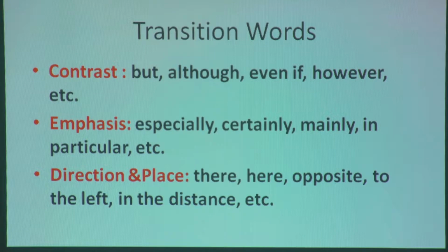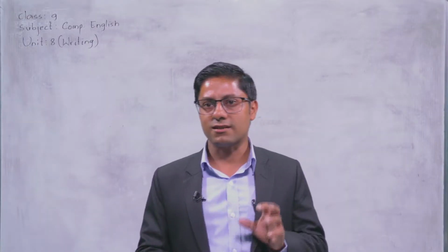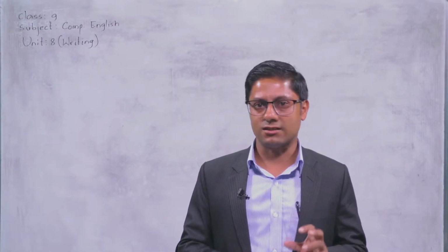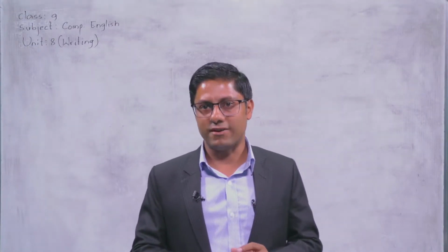Look at the next. Another type of transition word is for giving direction and talking about place. That means they are used to give direction and to talk about location or place. There, here, opposite, to the left, in the distance; such transition words are used to talk about direction and place. In this way, in our previous class, we had discussed different types of transition words.